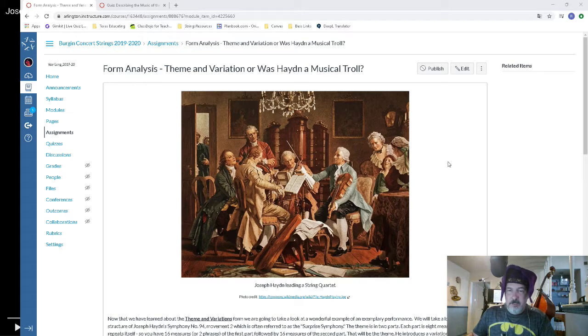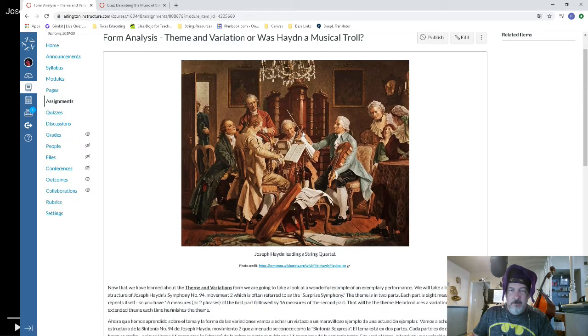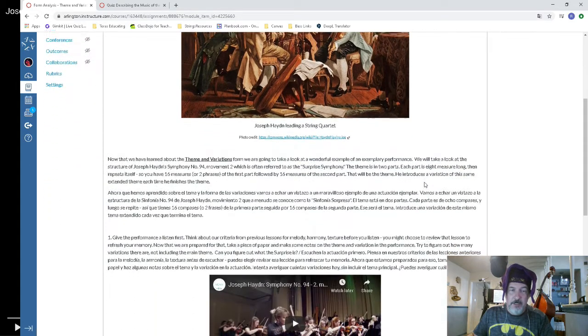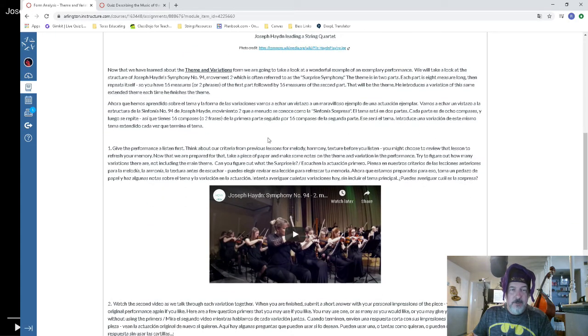So first, let's take a look in our Canvas course. Here we've got a nice painting, and there's the credit for the photo there, of Haydn leading a string quartet. Haydn is widely considered to be the father of both the string quartet and the symphony, so he's a very, very important composer to us as string players. So let's read through this real quick.